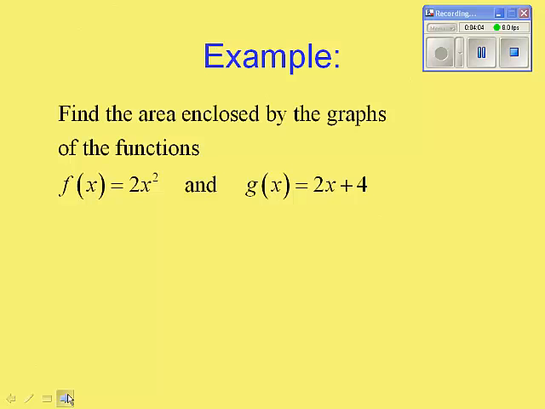So here's a problem. I want to go after it and see if we can come up with this. Find the area enclosed by the graphs of these functions. Now you might not know what I'm even talking about when I write that down. Although you could probably graph these functions. Even by hand you probably could.